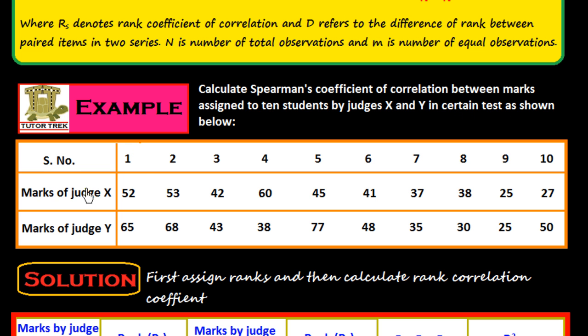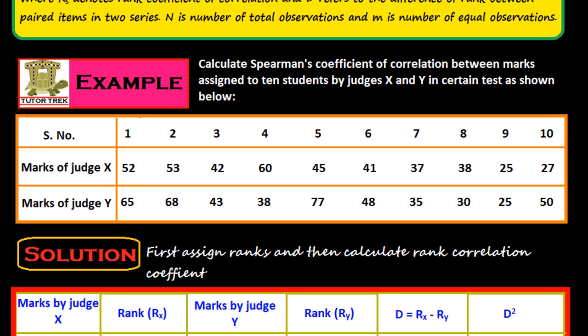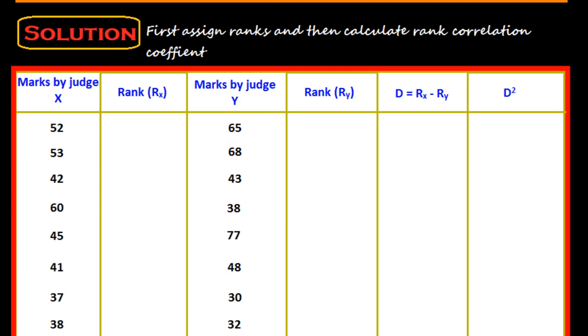Look here, we have the serial numbers 1 to 10, the marks given by judge X to the students in this way, and the marks of judge Y given in this way. This table has been given to us in the question. We start with the solution like this: first assign ranks and then calculate the rank correlation coefficient.